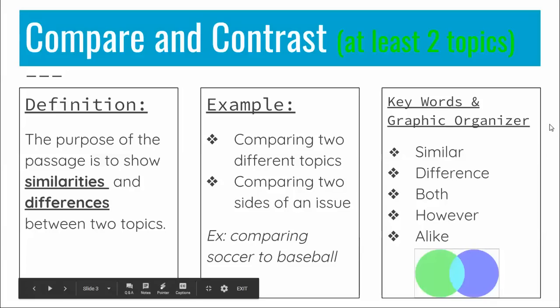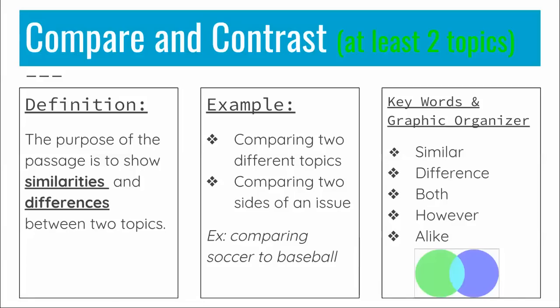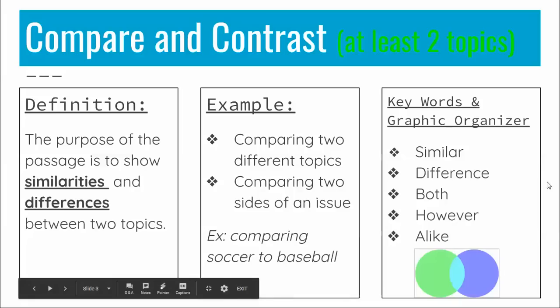Some key words that you might see in a compare contrast paragraph or text are similar, difference, both, however, and alike. And a visual way to think about organizing the text is a Venn diagram, where you have the differences on both sides and the comparison in the middle.